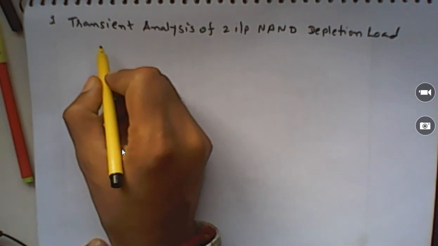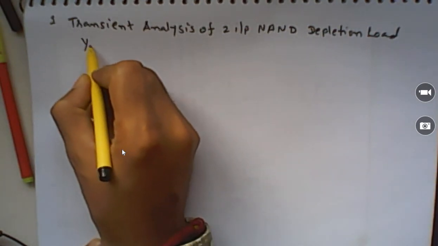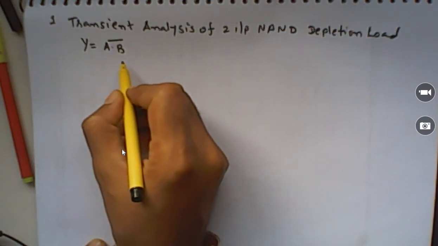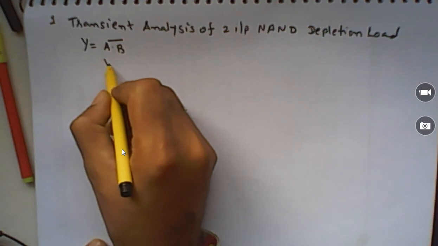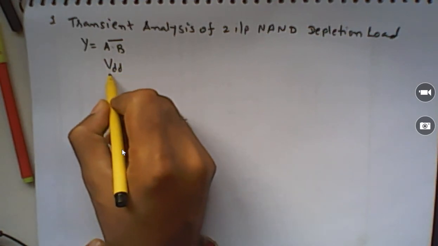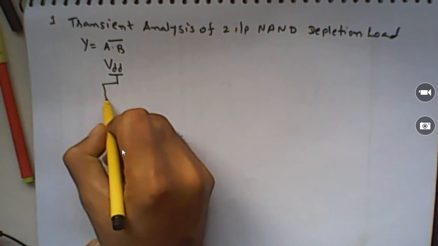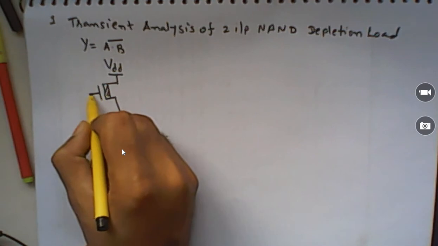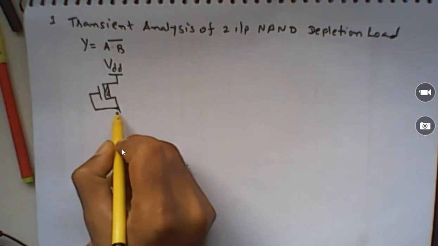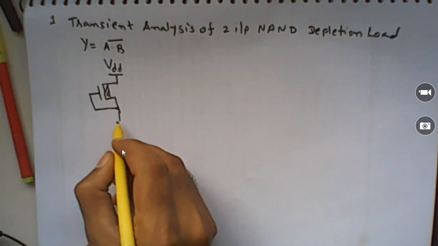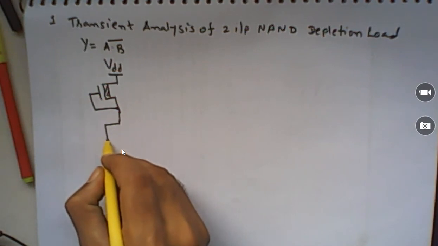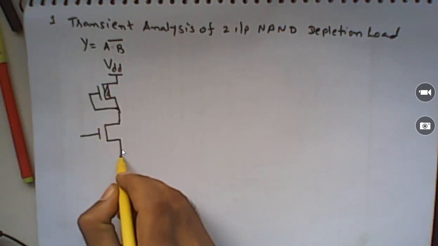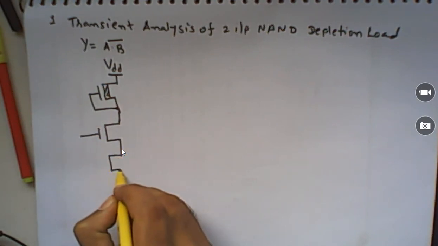So we know the structure of the two input NAND gate using the depletion load. It has two driver MOSFETs connected in cascade, and one load MOSFET where the gate and source of the load MOSFET are short circuited. The driver MOSFET is for input A and the other driver MOSFET is for input B.